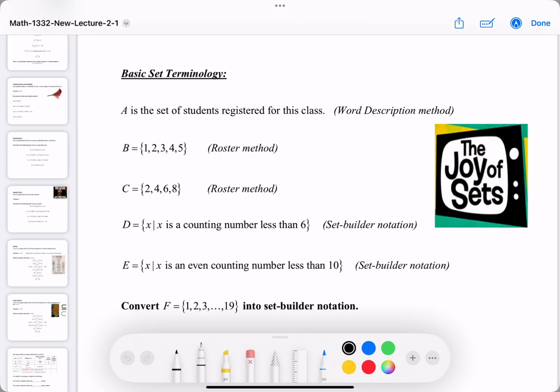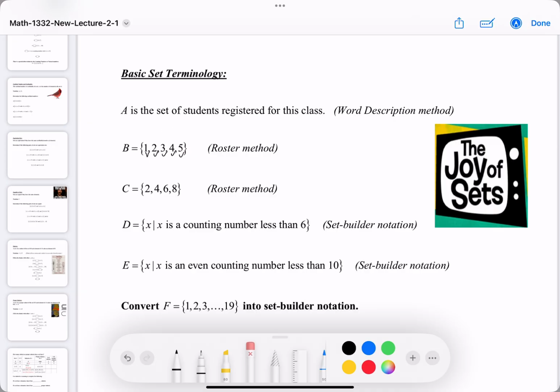B is a set of 1, 2, 3, 4, 5. So we list all of the elements of B: 1, 2, 3, 4, 5. In the braces, we have all of the elements of set B. We call this the roster method. And set C. C is equal to 2, 4, 6, 8. This is also the roster method. List all of the elements of C in the braces.